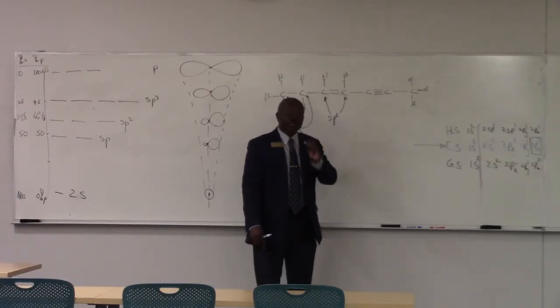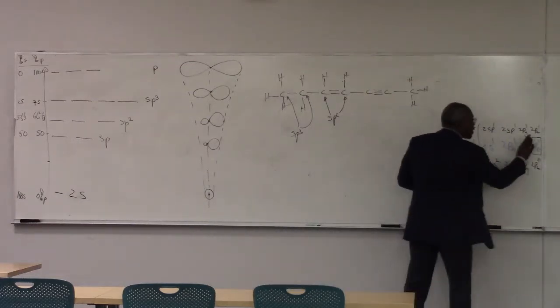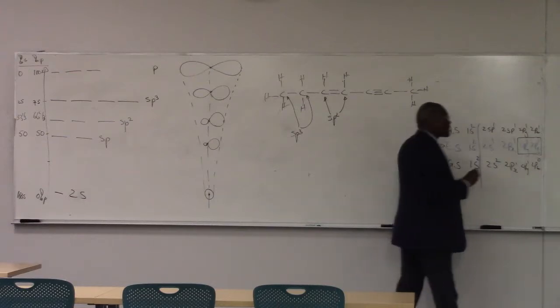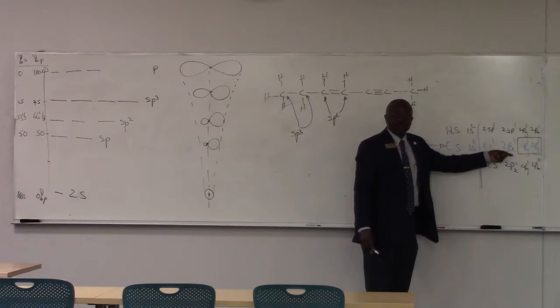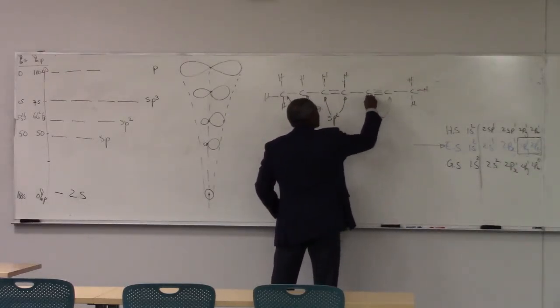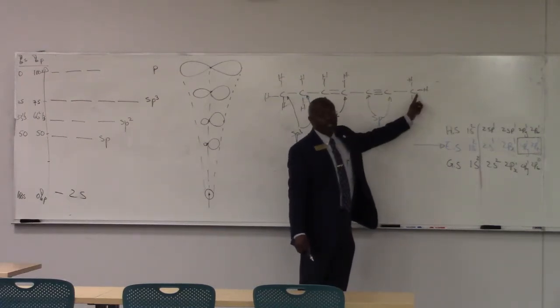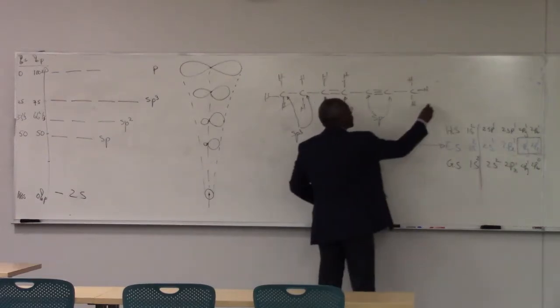I need two pure p orbitals. So I'm going to start my launching pad. I'm going to reserve two p orbitals, leave them out, I'll hybridize the rest. So these will be sp hybridized. How many pi bonds does that carbon form? None. In which case, I don't need p orbitals. I'm going to hybridize everybody, and I'll be sp3 hybridized.